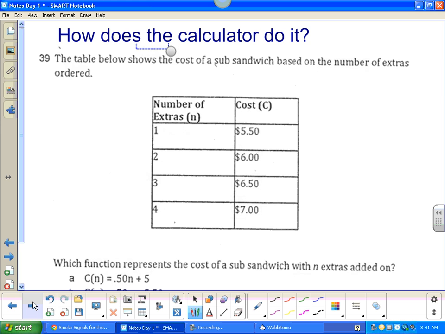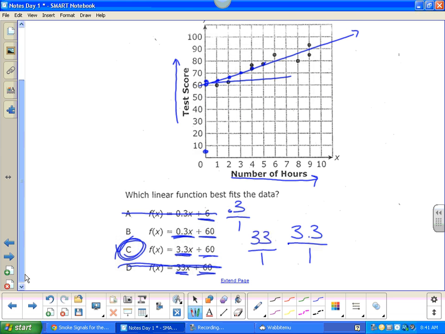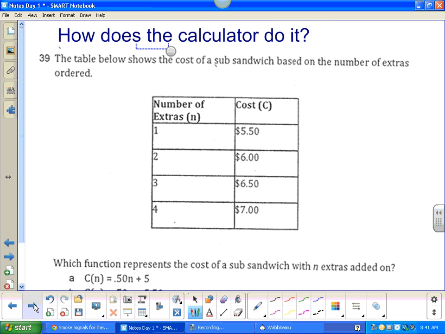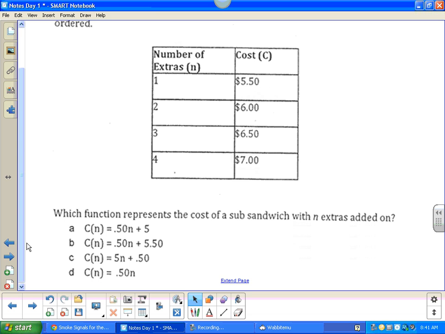So instead of us having to sit here and estimate and figure it out, our calculator can find it exactly. It says the table below shows the cost of a sub sandwich based on the number of extras ordered. So the more you order on your sub, the more expensive it's going to be. Our table has the number of extras and then the cost of our sub, and it says which function represents the cost of a sub sandwich.